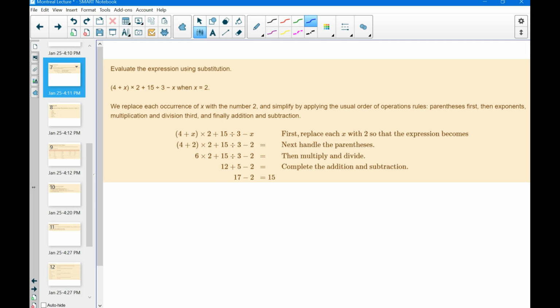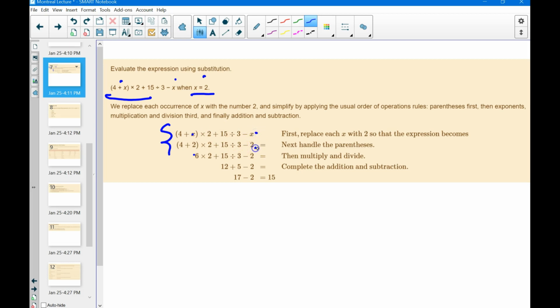So, evaluating the algebraic expression using substitution. What that means, if I have an equation that looks like this right here, then I say x equals 2. Every occurrence where I see an x, I replace it with the value 2. So down here you can see what's happening. 4 plus x, and because x is 2, I replace the x with the value of 2. Over here I replace the x with the value of 2.